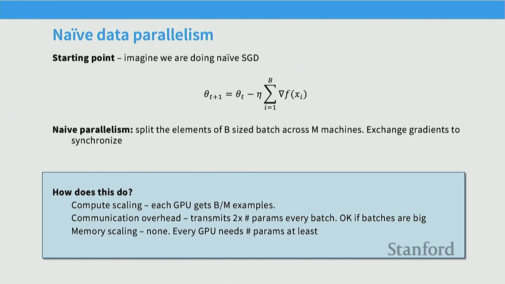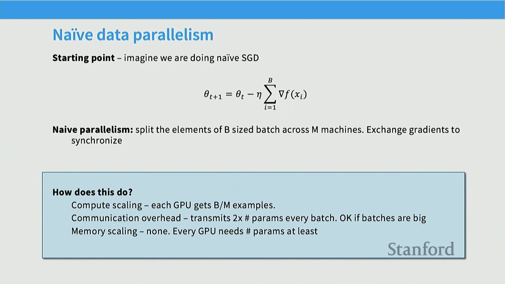What's the communication overhead? Well, I'm going to have to transmit twice the number of my parameters every batch. Remember, an all-reduce is going to roughly be twice the amount of stuff that you're all-reducing in terms of communication cost. And so this is okay if the batch size is big, right? If my batch sizes are really big, I can mask the communication overhead of having to synchronize my gradients every now and then.